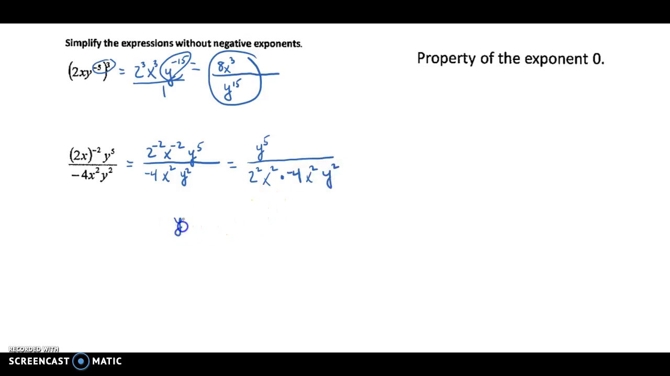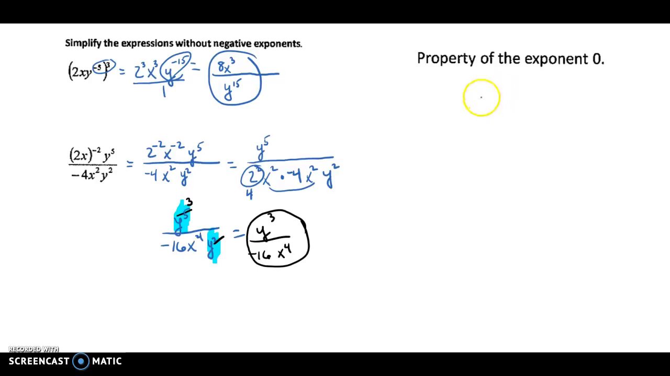So now we get y to the 5th over 2 squared is 4. 4 times negative 4 is negative 16. X to the second times x to the second, I add the exponents to get x to the 4th. Then I have y, that should be all over y squared. But if I have y in the numerator and denominator, I'm going to simplify it. So, I just take 2 off the top and bottom. I'm going to go on the left. 3, so it's y to the third over negative 16 x to the 4th.